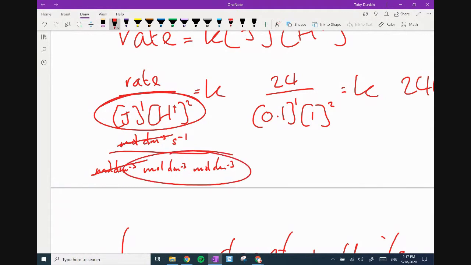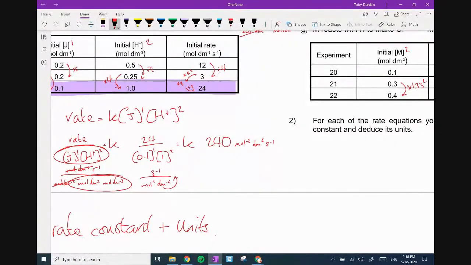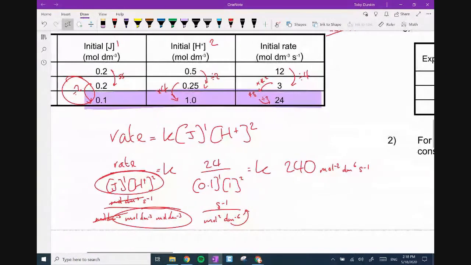Add those 2 together before giving the reciprocal. So that becomes s to the minus 1 over mole to the power of 2, dm to the minus 6. Flip the reciprocal. Final units are moles to the minus 2, dm to the plus 6, s to the minus 1.